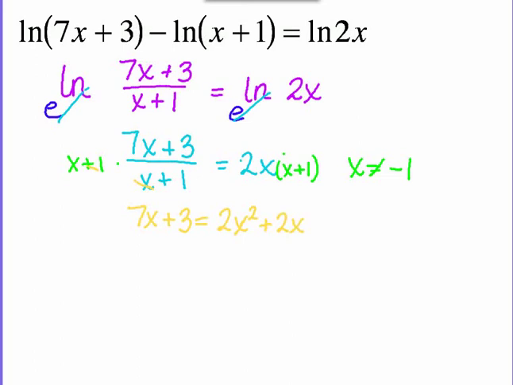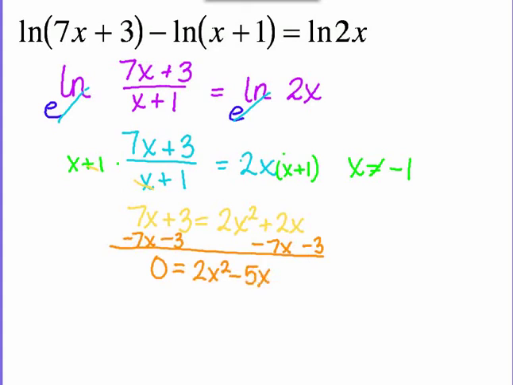So let's go ahead and move over the 7x and the 3. So when I move over the 7x and the 3, I have 0 equals 2x squared minus 5x minus 3. Now remember, there are 3 ways to solve a quadratic. There's factoring, there's completing the square, and there's quadratic formula. Okay? This has a coefficient here of 2 in front of my x squared term, which means I can factor, except for I'm going to have to do the expanded factor. Okay? Or I can use quadratic formula, and just for kicks, let's do that.